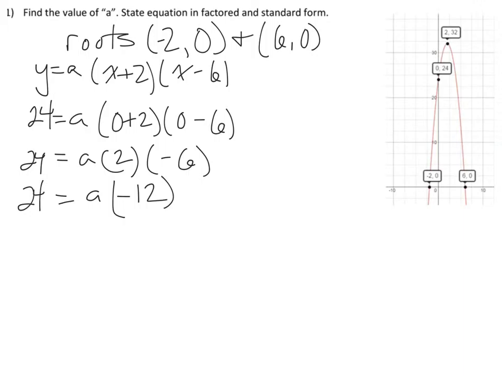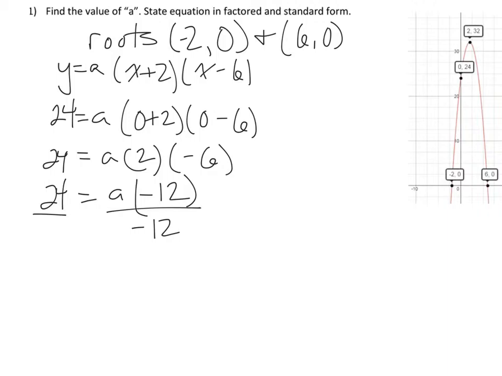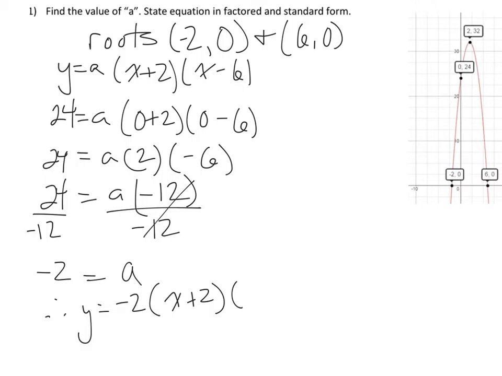Now I need to get rid of my -12, so I divide by -12. Sorry, I'm just going to move it over a bit, divide by -12, that gave me a bit of room. And so my answer now, these cancel out, is -2. So my a value is -2, and I can write my final answer of y equals -2(x plus 2)(x minus 6) is the factored form.